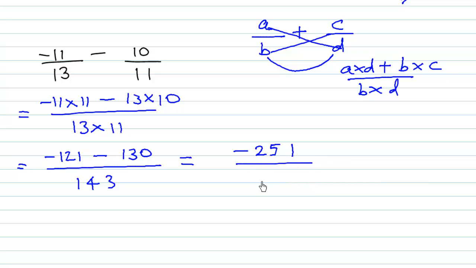So 251 upon 143. And now we know 143 goes in the table of 13 and 11. So if this 251 goes in the table of 11 or 13, it can be further simplified. Otherwise, it cannot be further simplified. So this shall be the final answer.